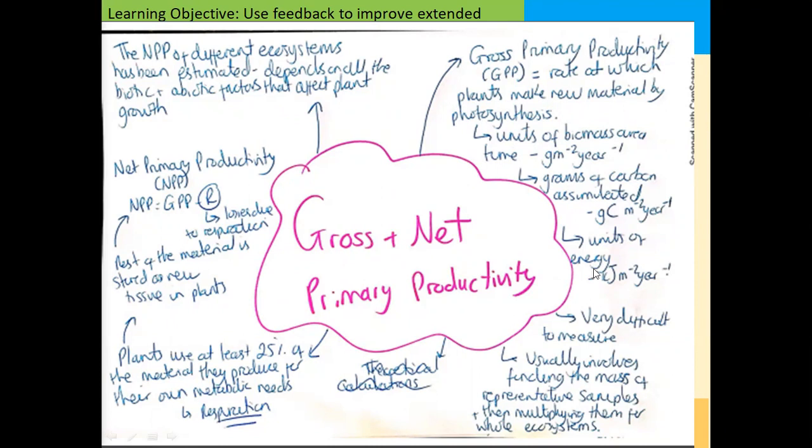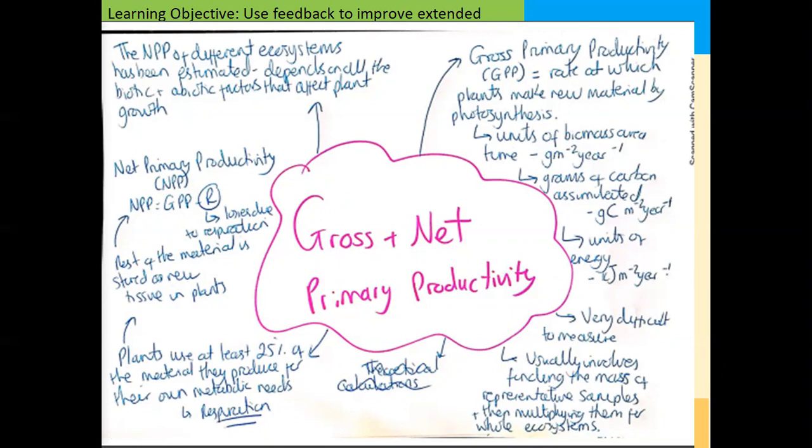Gross primary productivity is the rate at which plants make new material by photosynthesis. There are a few different units that you can use and a few different ways that you might measure it. They include units of biomass per area over time, so grams per meter squared per year. They can include grams of carbon assimilated, so grams carbon per meter squared per year, or units of energy, so kilojoules per meter squared per year. Any of those are absolutely acceptable as units of measurement.